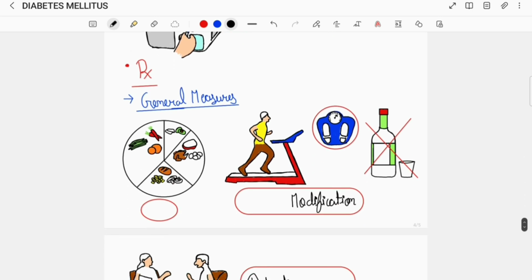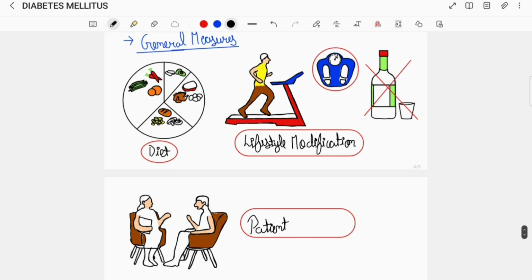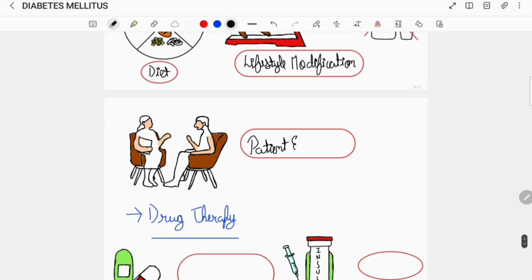Treatment of diabetes mellitus not only involves therapeutic management but also includes care from the patient side, which can involve having a healthy diet and also having certain lifestyle modifications such as regular exercise, weight reduction, and avoiding excessive consumption of alcohol. Patient education is a must in a patient of diabetes mellitus.